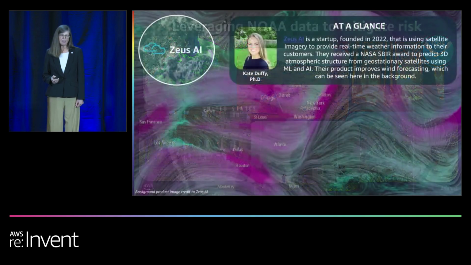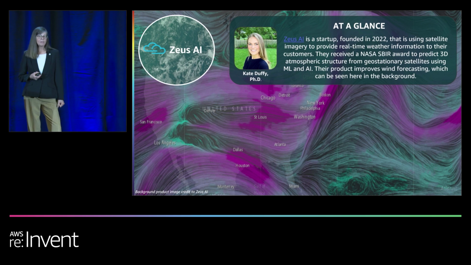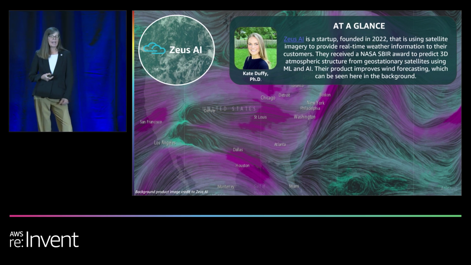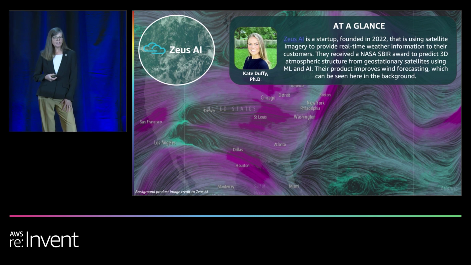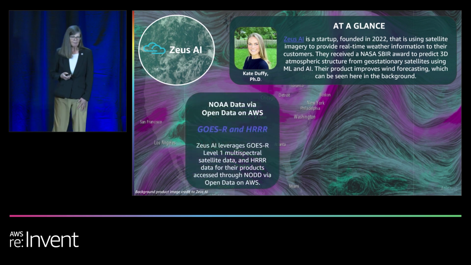Zeus AI is a startup founded this year using satellite imagery to provide real-time weather information to their customers. Zeus AI received a NASA Small Business Innovation Research, or SBIR, award to predict 3D atmospheric structure from geostationary satellites using machine learning and artificial intelligence. This product improves wind forecasting, which can be seen in the background of the slide.